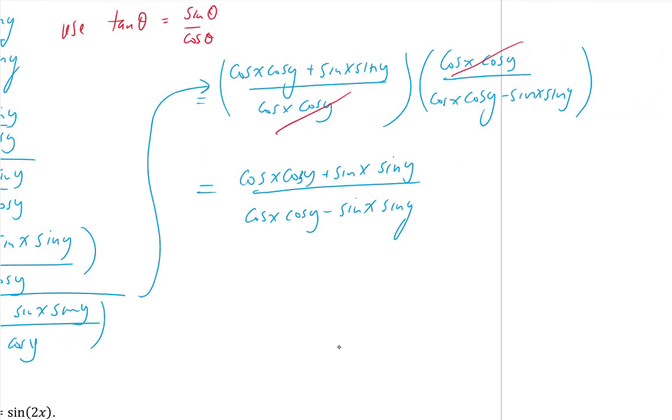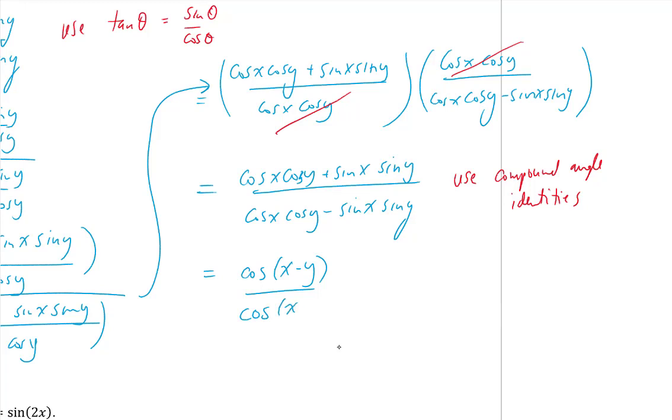and now we have our compound angle identities. So we're going to use our compound angle identities. And if you look at the list, the numerator here is the cosine of x minus y, and the denominator is the cosine of x plus y. And now our right side looks like our left side.